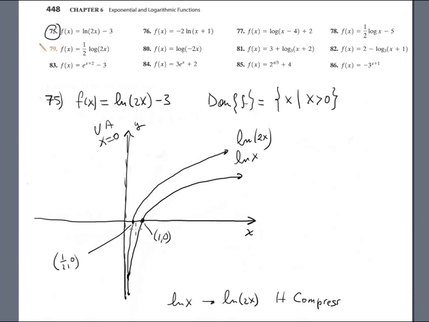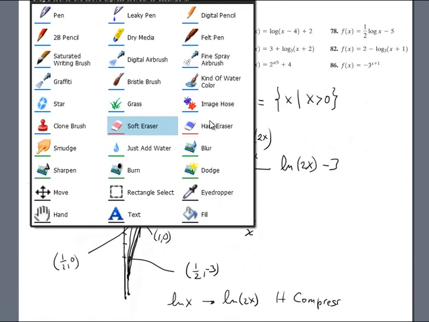Now finally, minus 3. Minus 3 means this point goes down 3 units. 1, 2, 3 here. This point is now (1/2, -3). So the entire curve goes down approximately like that. Okay, this is ln 2x minus 3, and the rest is not important. Let me erase the rest.